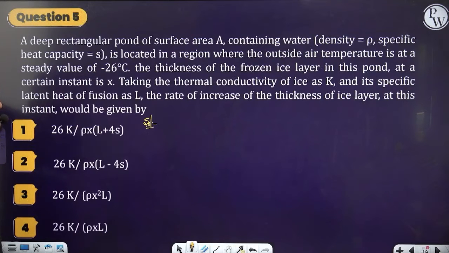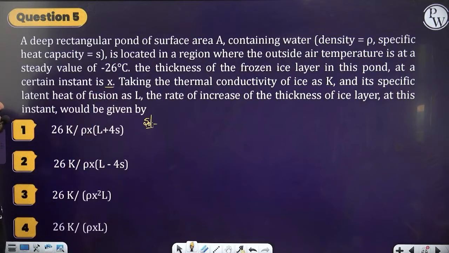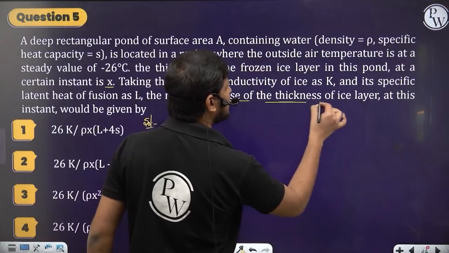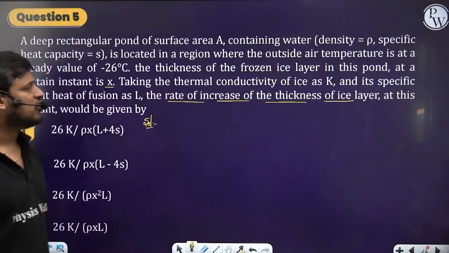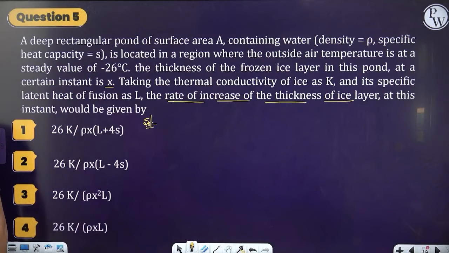The thickness of the frozen ice layer in this pond at a certain instant is X. Taking the thermal conductivity of ice as K, and the latent heat of fusion L, the rate of increase of the thickness of the layer at this instant is what they are asking. So that is dx by dt they are asking.